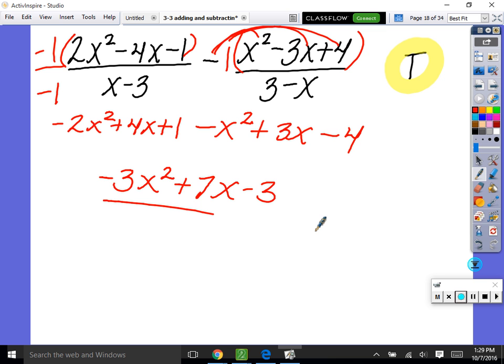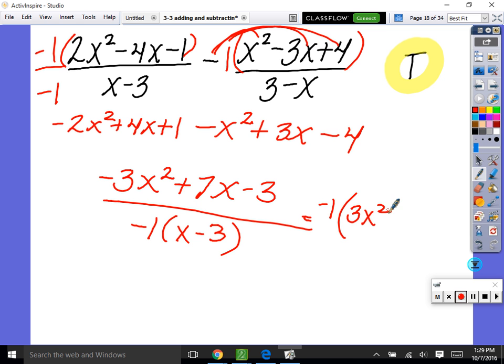And then on bottom, here's the catch though. On bottom, don't we have negative 1 times x minus 3? Now, don't we have a negative in front? Gotta factor that out then. So we'll factor out negative 1, and left is positive 3x squared minus 7x. You're gonna get it all on the online homework if you don't go all the way. Plus 3, and then that's all over negative 1 times x minus 3.